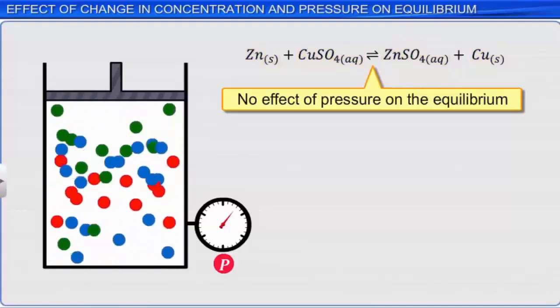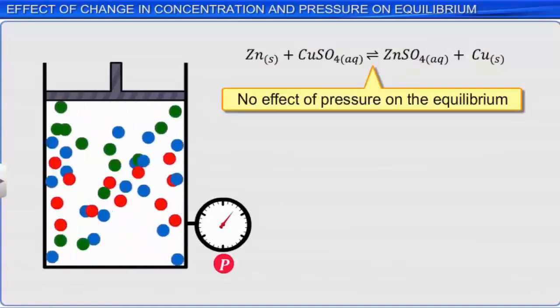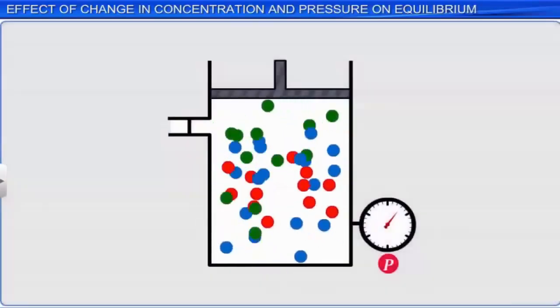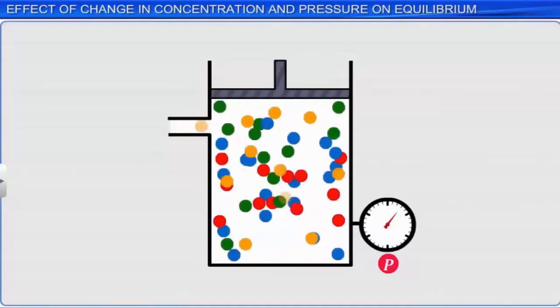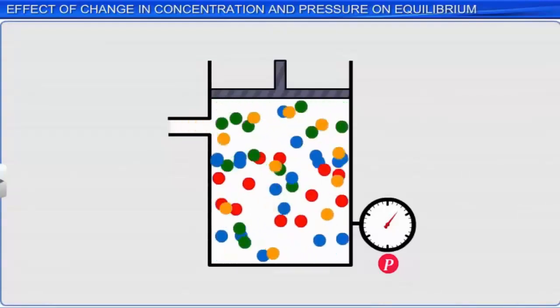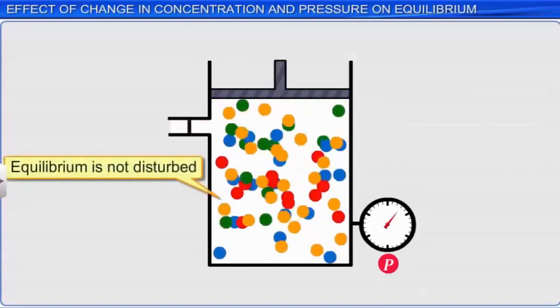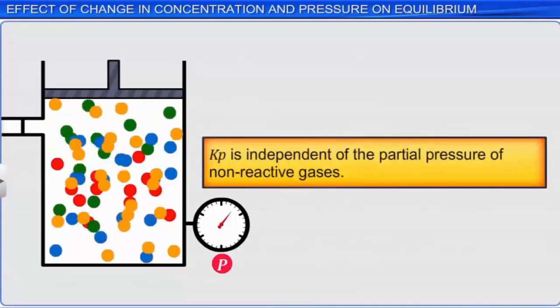Now, here is an interesting question for you. Does the addition of an inert gas into a gas phase equilibrium at constant volume result in a shift in the equilibrium? If the volume is kept constant and an inert gas, such as helium or argon, that does not take part in the reaction is added, then the equilibrium remains undisturbed. This is because the addition of a non-reactive gas does not change the partial pressure of the other gases in the container.